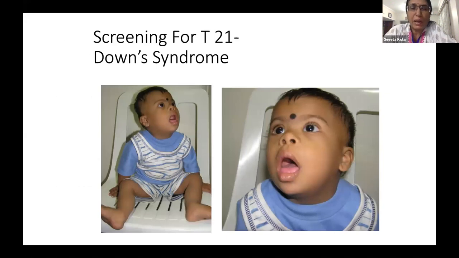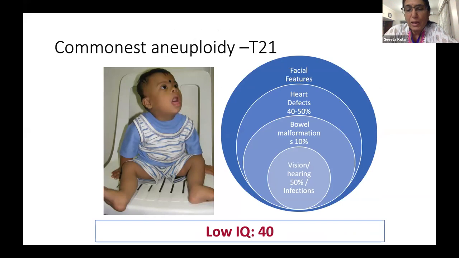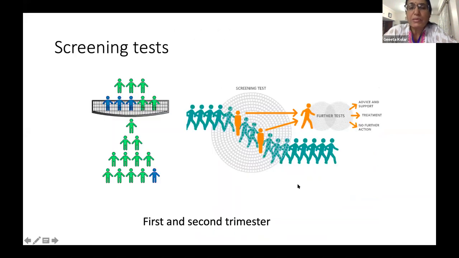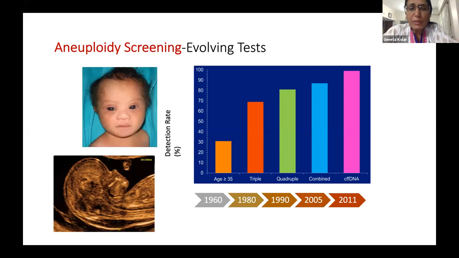Now coming to the major aneuploidy, that is Down syndrome, are there any markers which you can look at to detect trisomy 21? Because we know trisomy 21 is the most common cause of neurodevelopmental delay and mental retardation. They have a lot of associated features. If you have facial features, heart defects like AVSD, or bowel malformation like Hirschsprung's, you can pick up. But what you can't pick up is vision or hearing loss. Hence, there have been various markers and screening tests which have come into vogue to screen for aneuploidies like Down syndrome. So what are the evolving steps?